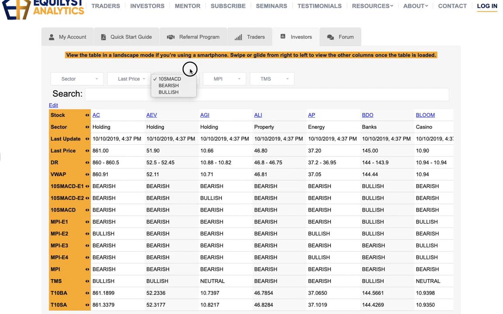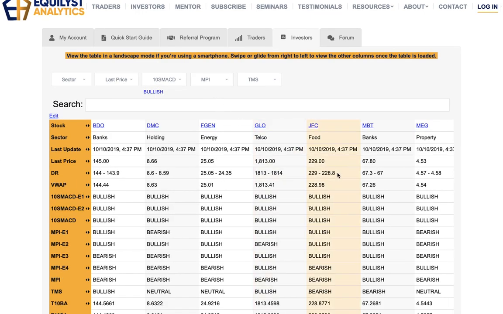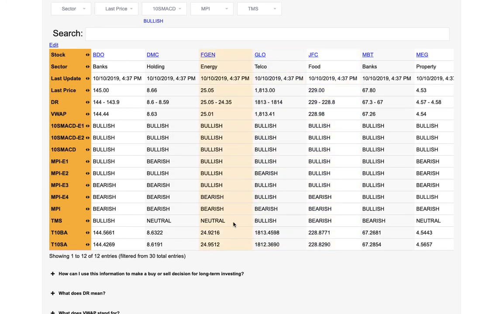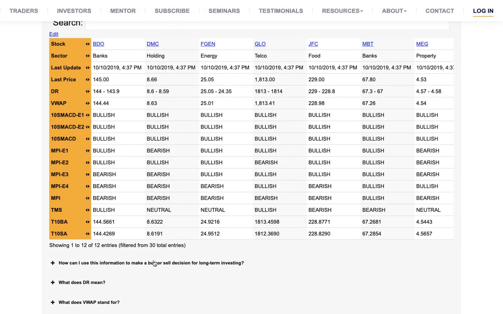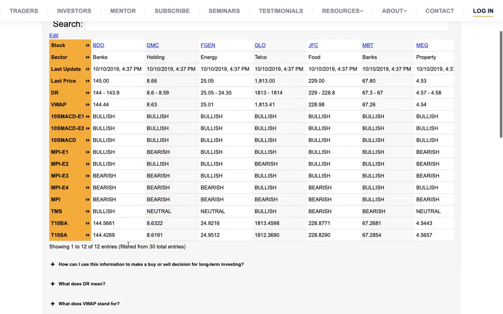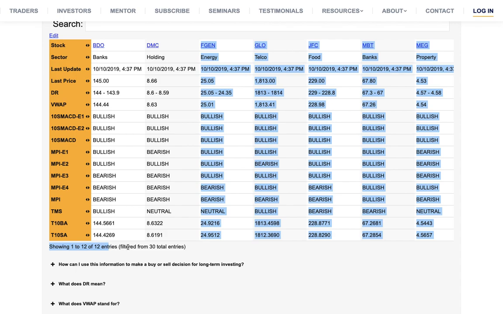Click on the 10 SMACD drop-down box and then click on bullish. So as we can see here, how many items did we get? We got 12 out of 30. So that's another change that I did today. At the bottom, I am already showing you the number of filtered stocks. So we got 12 out of 30.